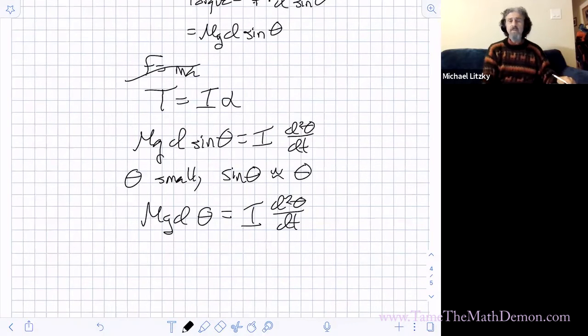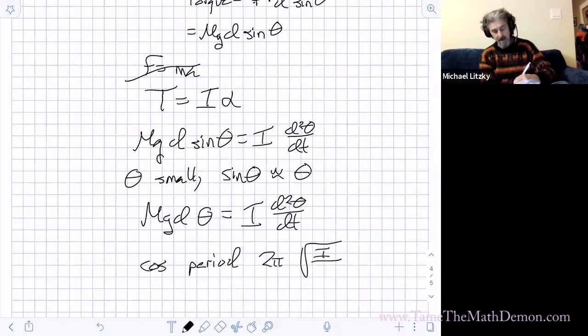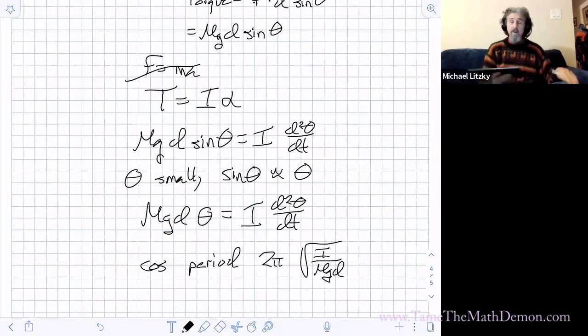And without going into the details of solving that differential equation, the solution is a cosine function, and the period of that cosine function, in order to make that differential equation work, the period has to be 2 pi root I over mgd. So we want to come up with the equivalent for our spring pendulum.